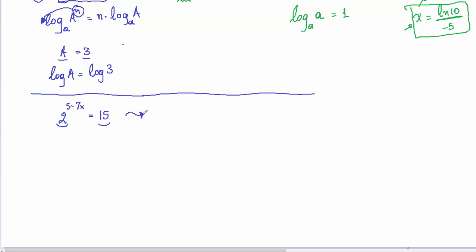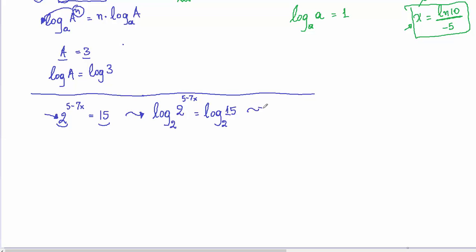Take the logarithms of both sides of the equation. What logarithms though do I take? What base do I use? This is important to remember. You take the base of the power. So, since the base of the power that you have is 2, you need to take the logarithm with base 2. Okay, so on the one side I will have log of 2 to the 5 minus 7x. On the other side I will have the log of base 2 of 15.